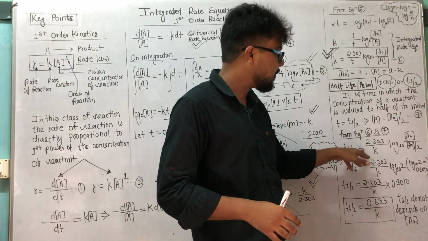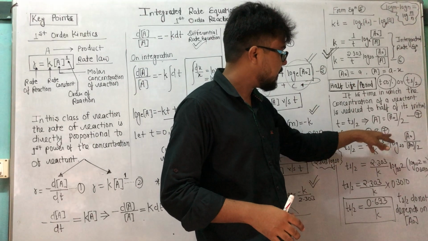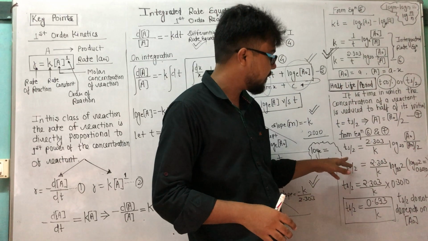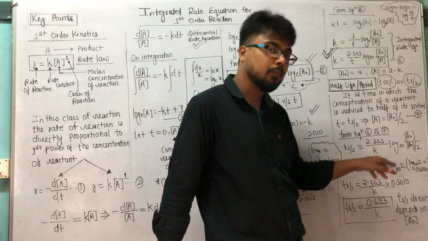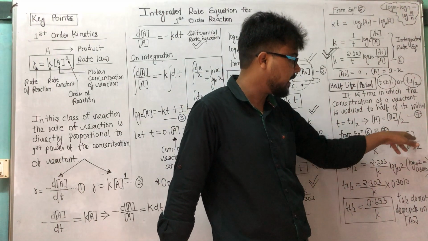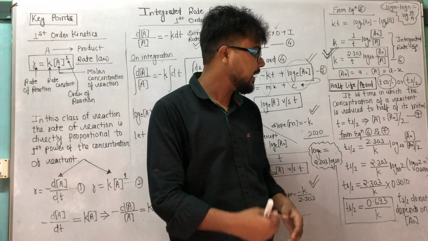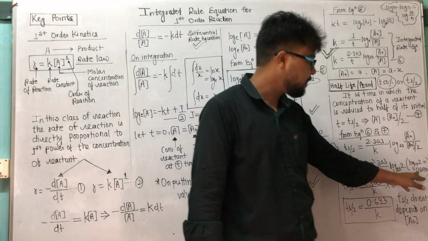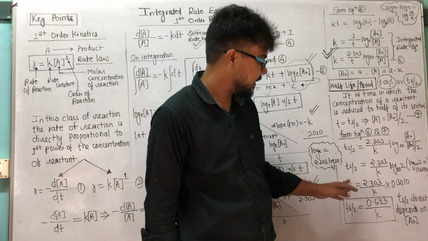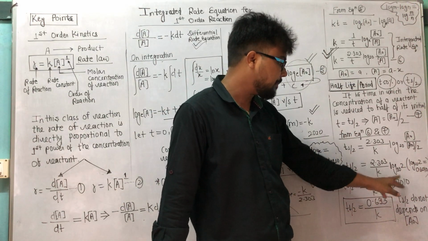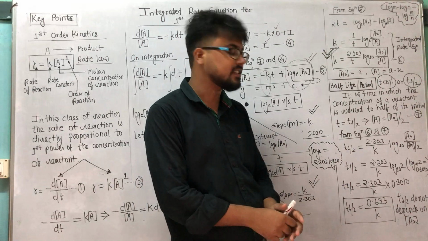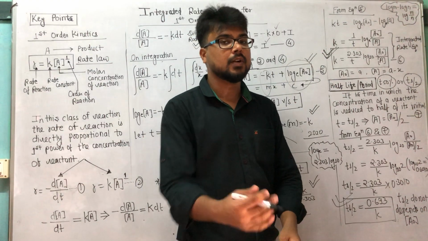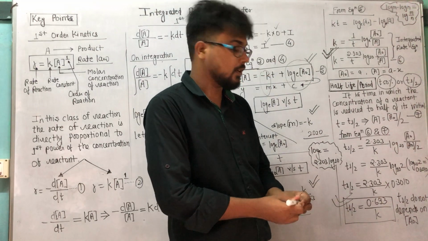So putting this T half and A naught by 2 in equation number 6, I will get T half equal to 2.303 by K log 10 A naught upon A naught by 2. So it will be log 2, and log 2 is nothing but 0.3010, correct? So T half equal to, after multiplying this, I will get 0.693 by K. This is the final half life equation for which order? For first order, okay.